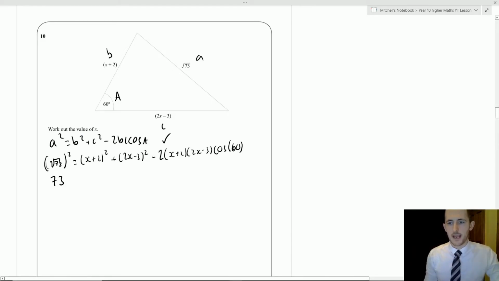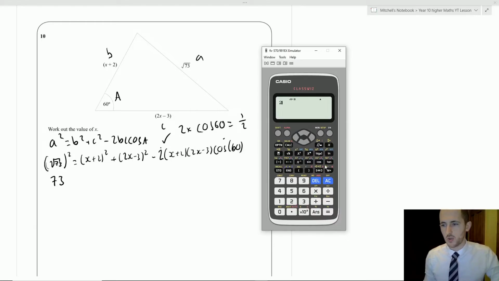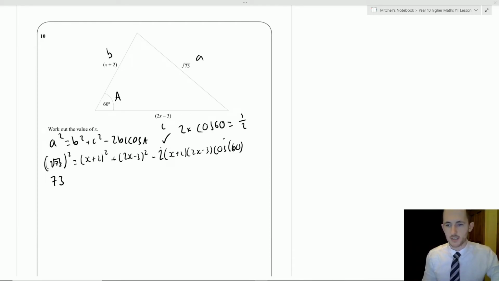Now, we have this bit here, which is 2 times a bunch of algebra times cos 60. Hopefully you know that cos 60 is equal to a half. So if I do 2 times cos 60, what's 2 times a half? It's 1. So 2 cos 60 just equals 1. So in other words, I can just get rid of that. I'm going to do this question very slowly, just to make sure you're following each step. I think that's okay, yeah?